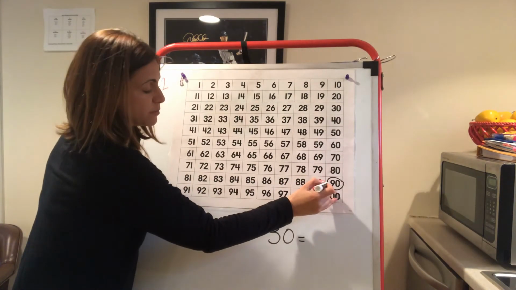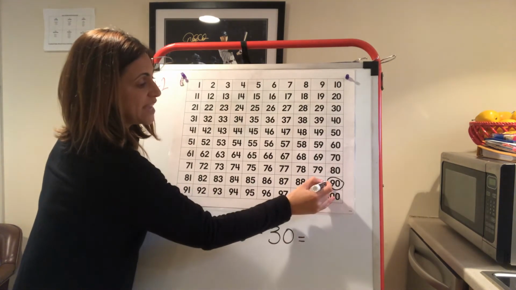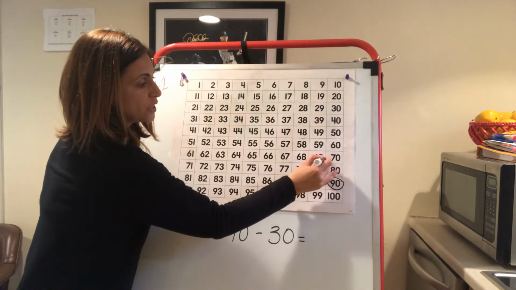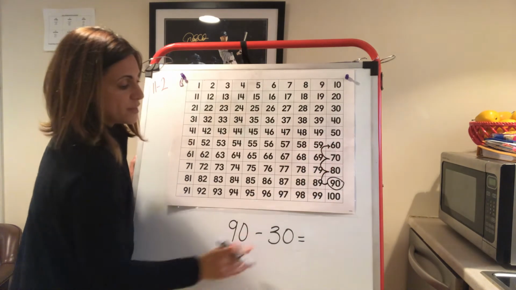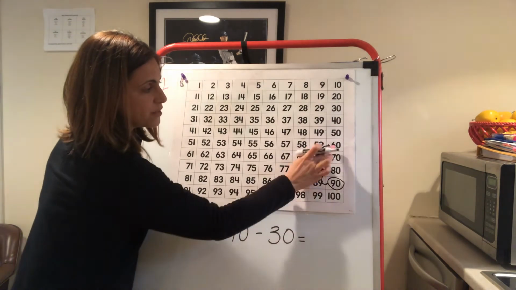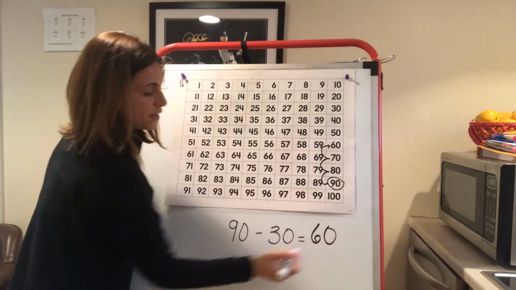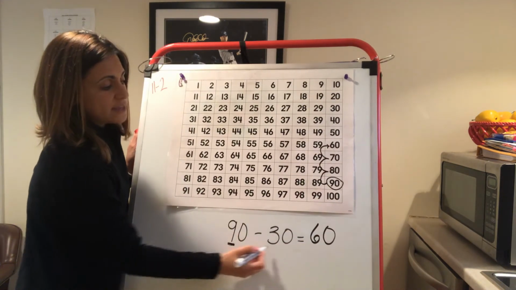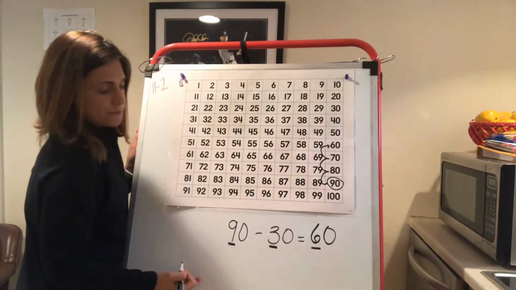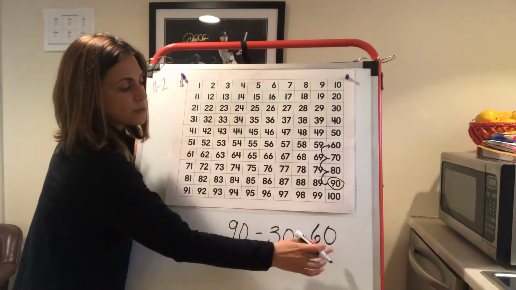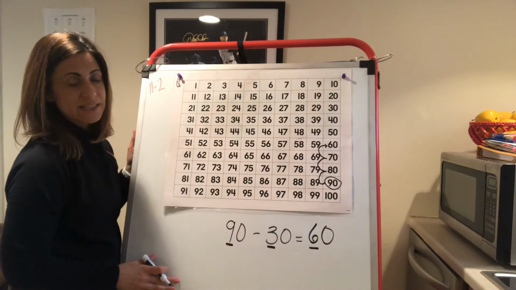Count back 30. So we're going to count by 10s to 30. 10, 20, 30. 90 minus 30 equals 60. I know 9 take away 3 equals 6, and 0 take away 0 equals 0. 60 is the right answer.